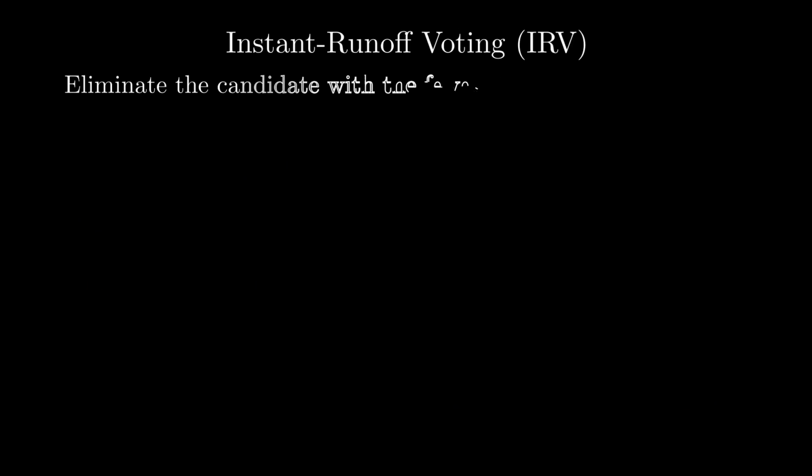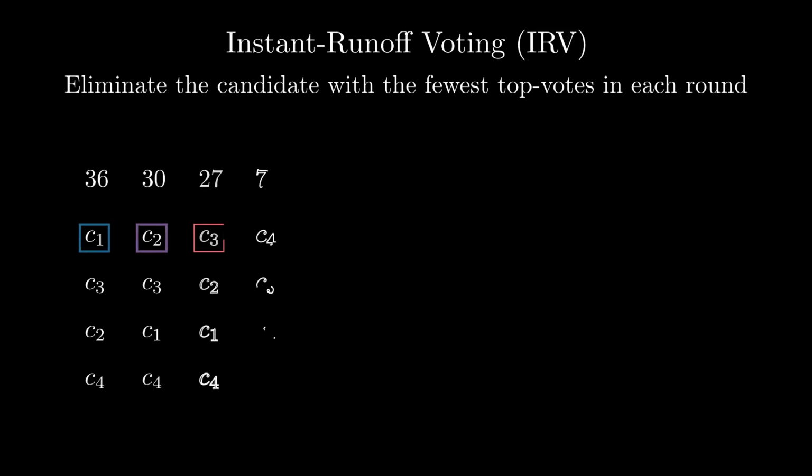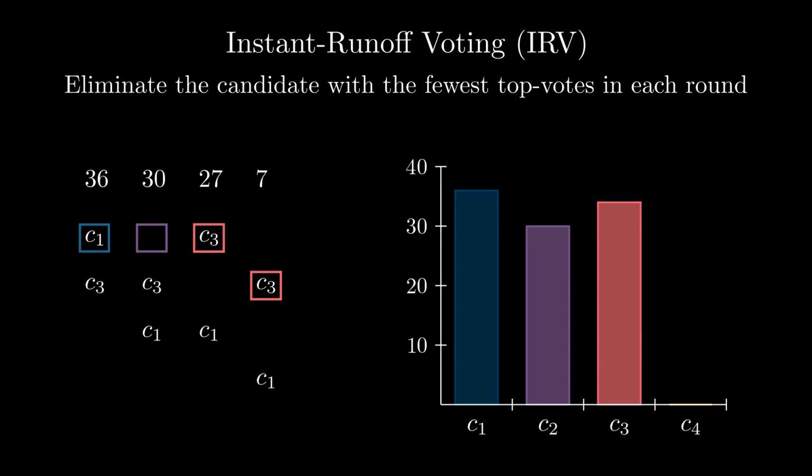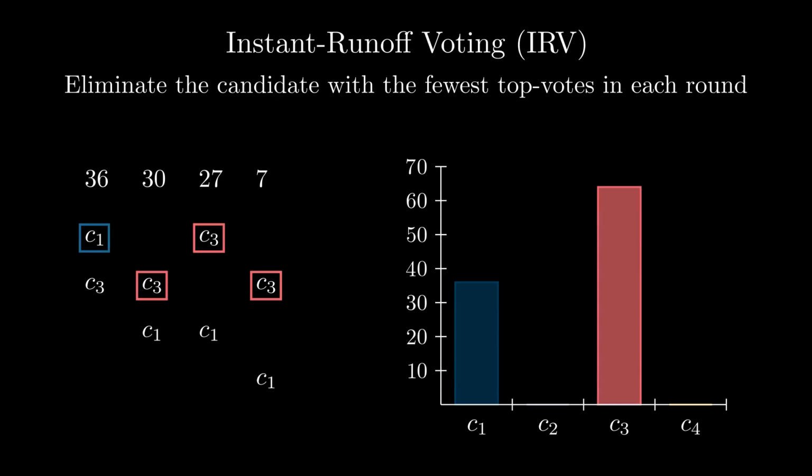Now consider instant runoff voting, where the candidate with the fewest top votes is eliminated in each round. We take the same preference profile as before. First, candidate C4 is eliminated and its votes transfer to C3. Then C2 is eliminated, making C3 the winner. And here, unlike with plurality with runoff, it can be shown that no coalition can manipulate the outcome.